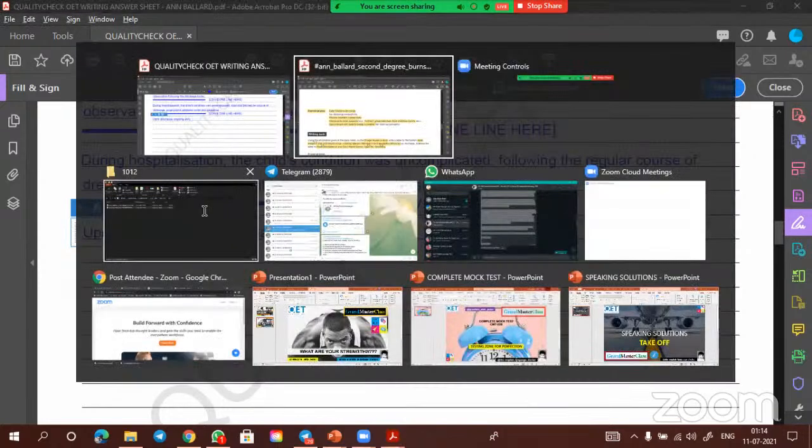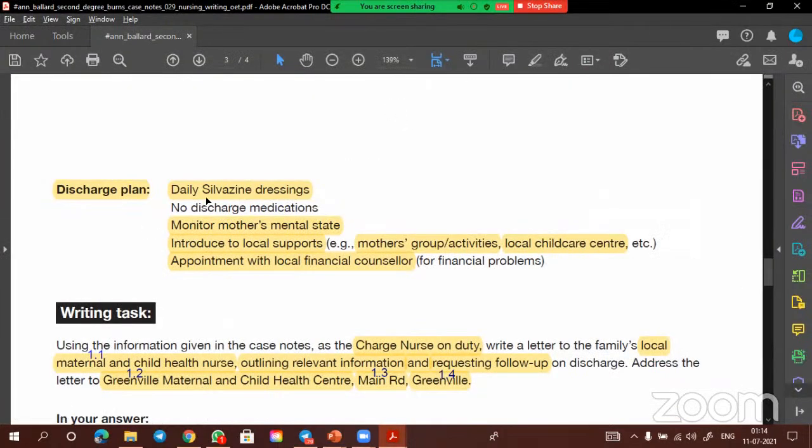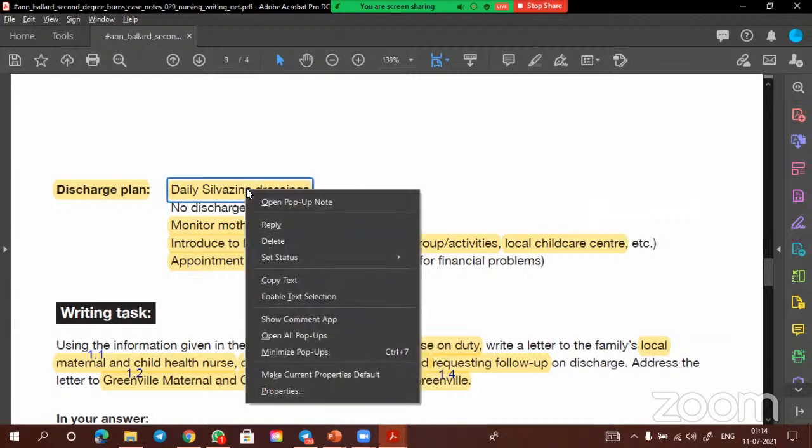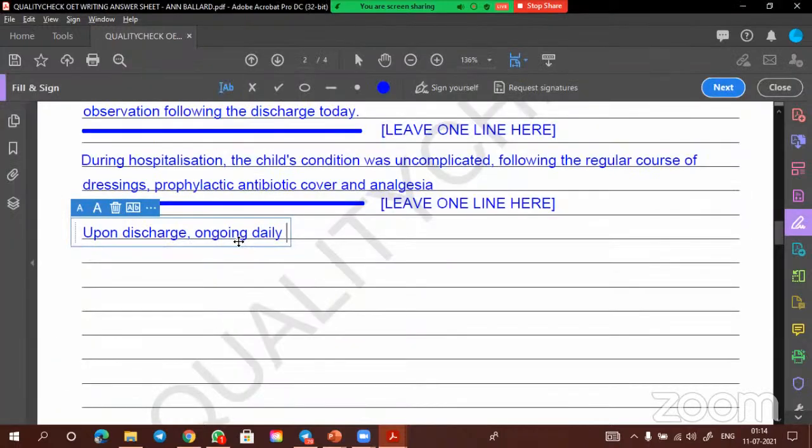Okay, ongoing daily. See here, Silverzine. This Silverzine S is in capital letter here. Remember that. Okay, daily Silverzine dressings. Okay, they are going on, so they should be continued. So the same thing I am taking here. The same thing, daily Silverzine dressings. So here daily, D, no need to capital. So you can write here ongoing daily Silverzine dressings.